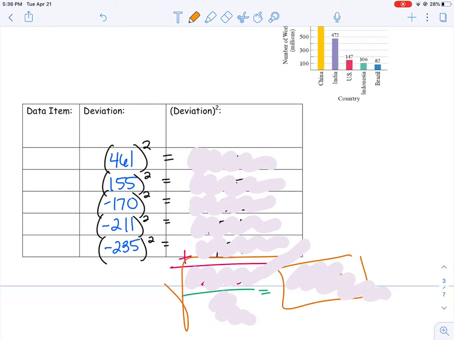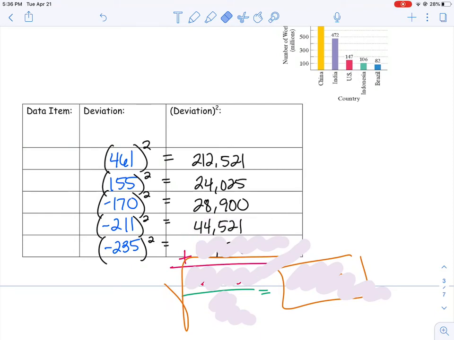Step number 3, I'm going to square each of those numbers. I'm going to take 461 and square it, or I could do 461 times 461. I'm going to do the same thing with 155 squared, negative 170. Now be careful. Negative 170 times a negative 170 should give you a positive 28,900. I'd like you to do the same thing for the other 2 numbers. So I've squared each of them. Now my next step is to add all of those together. When I add all of those together, I ended up getting 365,192. Did you? All right.